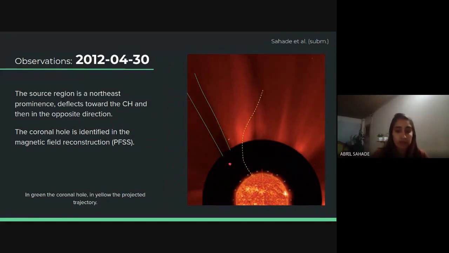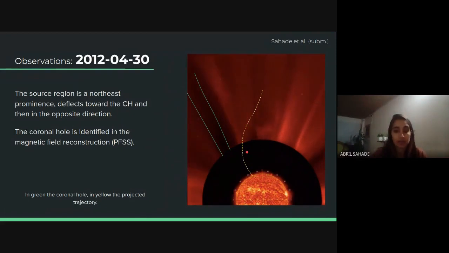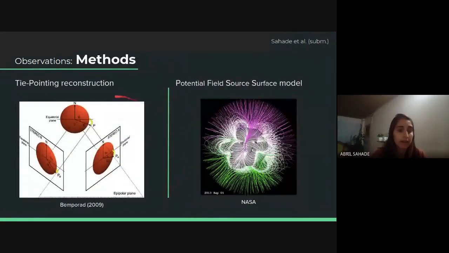So as it is a projection in the plane of the sky, we decided to study the 3D evolution, and we do this with the tie-pointing reconstruction. For that, we take the images from STEREO A and STEREO B, and we determine the real 3D position through this method. And we also analyze with the potential field source surface model.